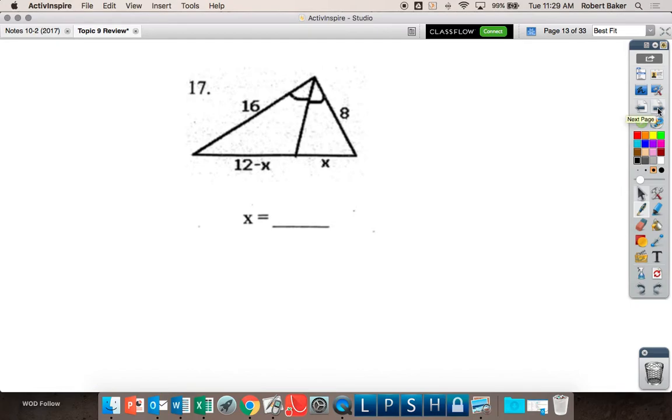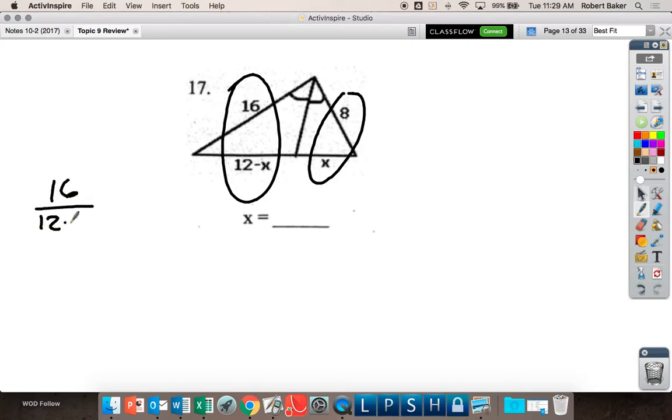Same thing here. Your angle bisector separates your proportions. This is a proportion, and this is a proportion. So you literally get, and you're going to have to solve this by yourself. Cross multiply and solve. No factoring here, just algebra 1.